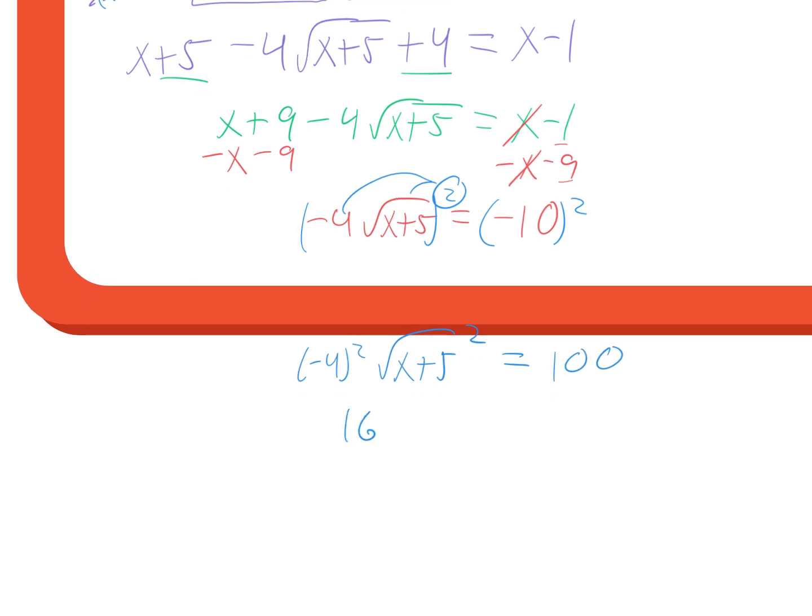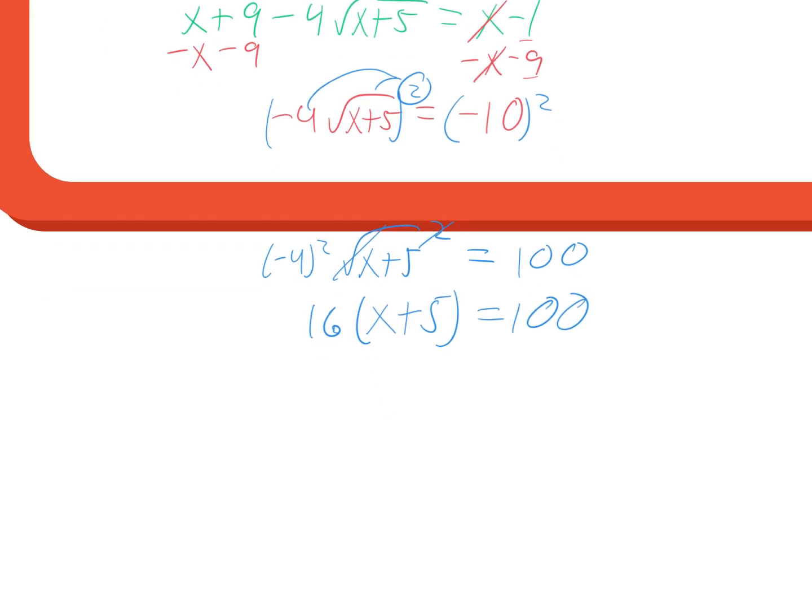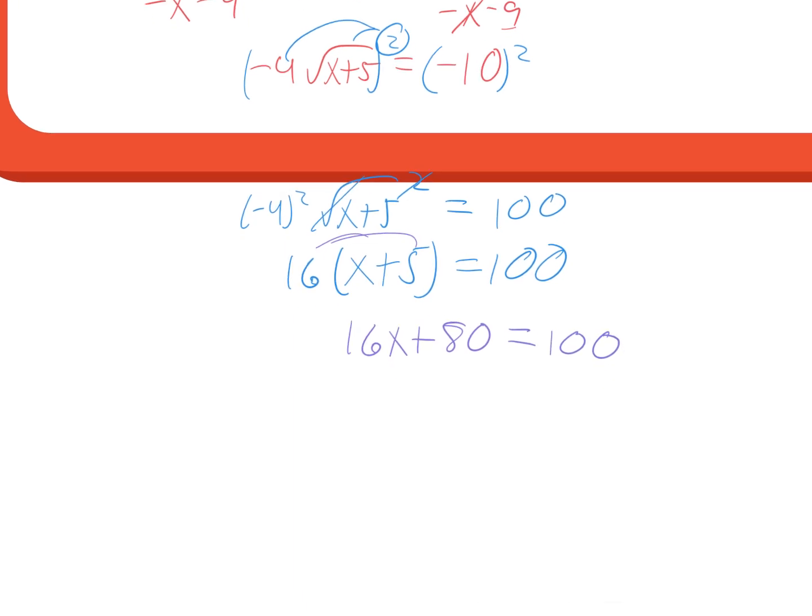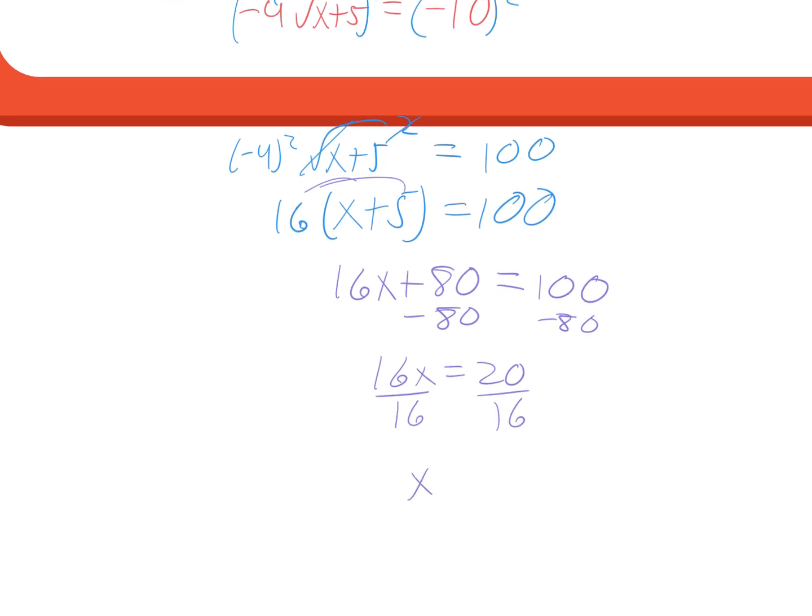All right, so we get 16 times, and then the square root and the square are going to cancel, so we get 16 times x plus 5 equals 100. All right, and now you just want to solve for x. Let's distribute the 16. So we get 16x plus 80 equals 100. All right, and now let's subtract 80 on both sides. And we get 16x equals 100 minus 80, which is 20. Divide both sides by 16. And then we get x equals 20 over 16, but we can simplify that into 5/4.